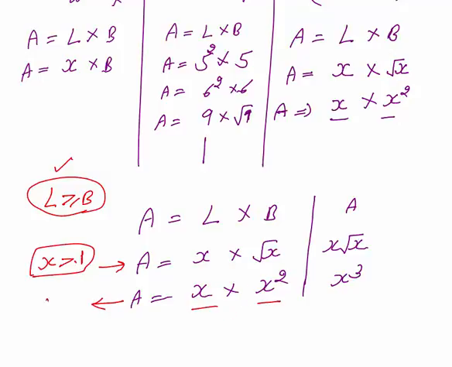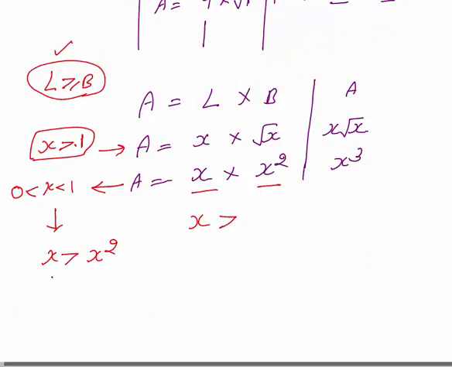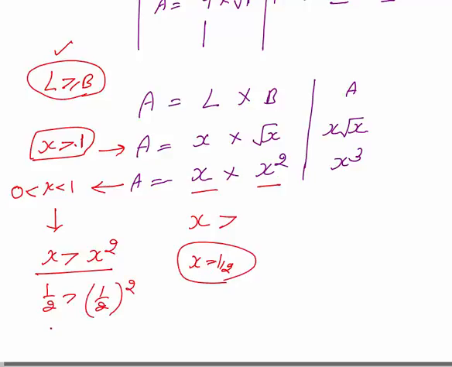Why so? Whenever x is between 0 and 1, x would be greater than x square. x can't be negative because it's a side of a rectangle. For example, x is half: half is always greater than one by two whole square, one by four. x could be one by three, and one by three is always greater than one by three whole square. So, very important, whenever x is between 0 and 1, the length x would be greater than x square and the valid area would be x cube.